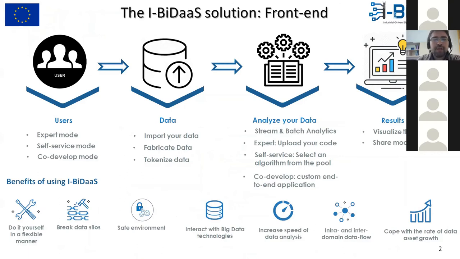So what you see on this slide is a standard big data pipeline. Going from left to right, we have users that have certain data, they analyze their data, and then they can visualize data or share the results. I'm going to focus here on some key aspects of the pipeline that we believe distinguish IBIDaaS from other big data models. On the side of the users, we provide three different modes of the platform: the expert, self-service, and co-develop, which are tied to different types of knowledge that the user has.